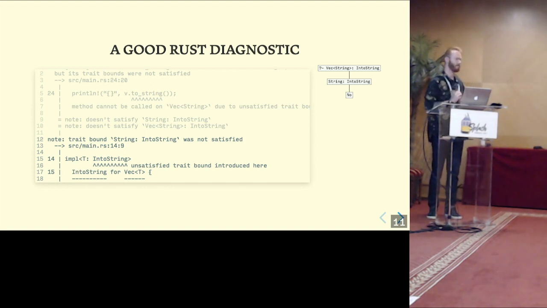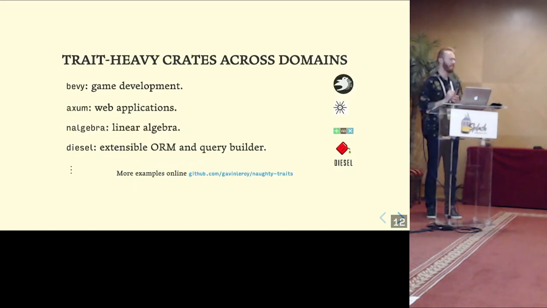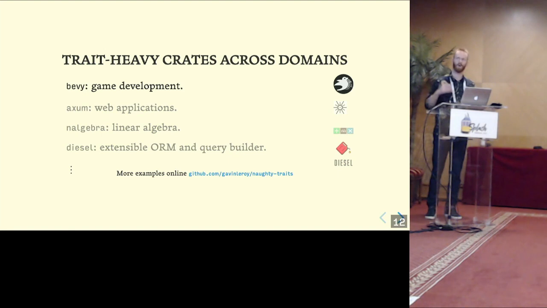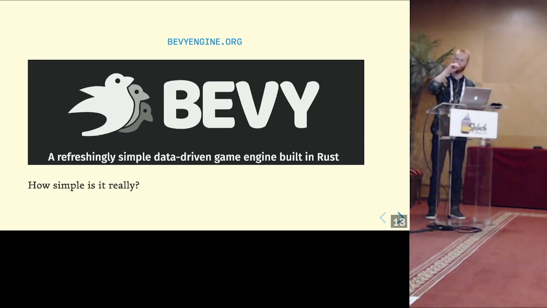This is, of course, a smaller program than you would find in the wild or write yourself. And we care about, in the ecosystem, the libraries that use traits quite heavily and how this interacts with diagnostics. So, these are all examples of libraries that use traits heavily, and we're going to be focusing on one in the area of game development, just because of our familiarity with it. And it's called Bevy. And one of the funny things about Bevy is that it touts that it is a refreshingly simple data-driven game engine, but we want to inspect this simplicity. Does this claim really hold?